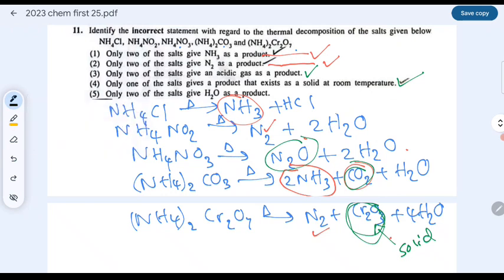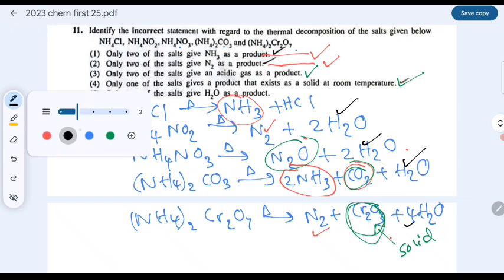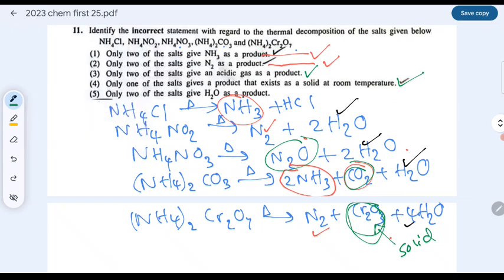Then the 5th answer is: only 2 of the salts give H2O as a product. H2O is given by this one, this one, this one and this one. So 4 salts give H2O. So that is the incorrect statement. So the answer is answer 5, right?